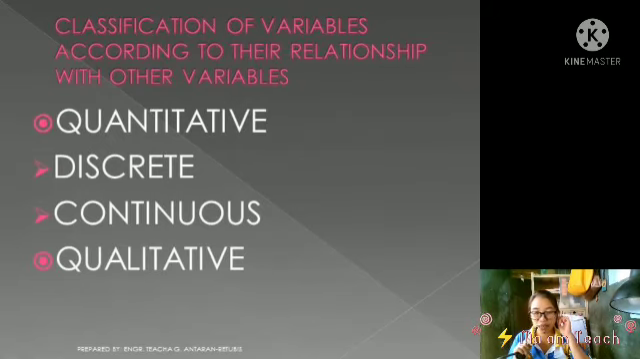While continuous is any value within a range. Again, continuous is any value within a range. Again, discrete is a specific value within a range. Continuous is any value within the range.